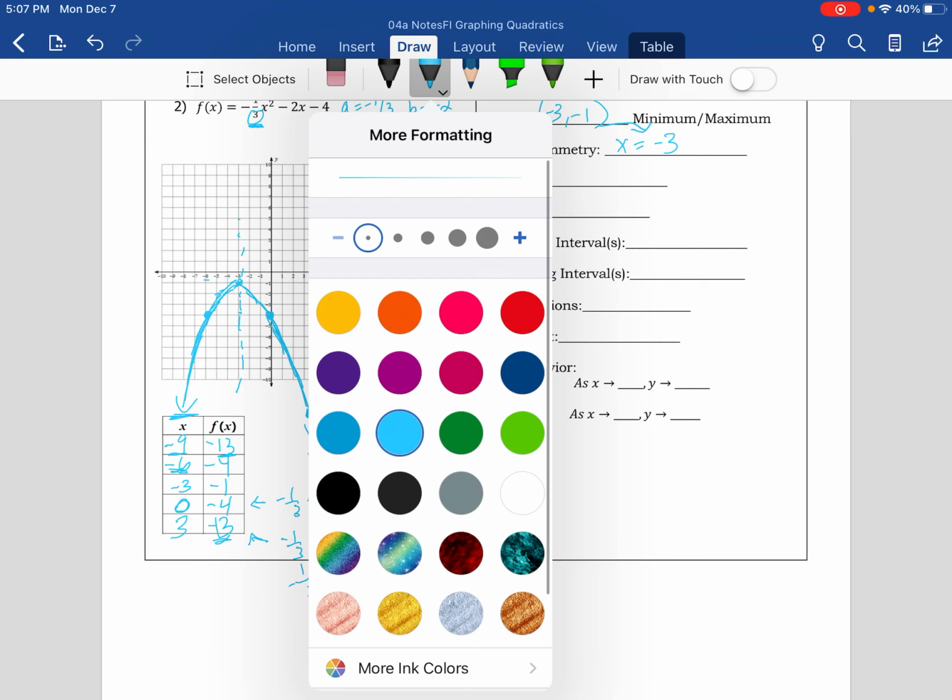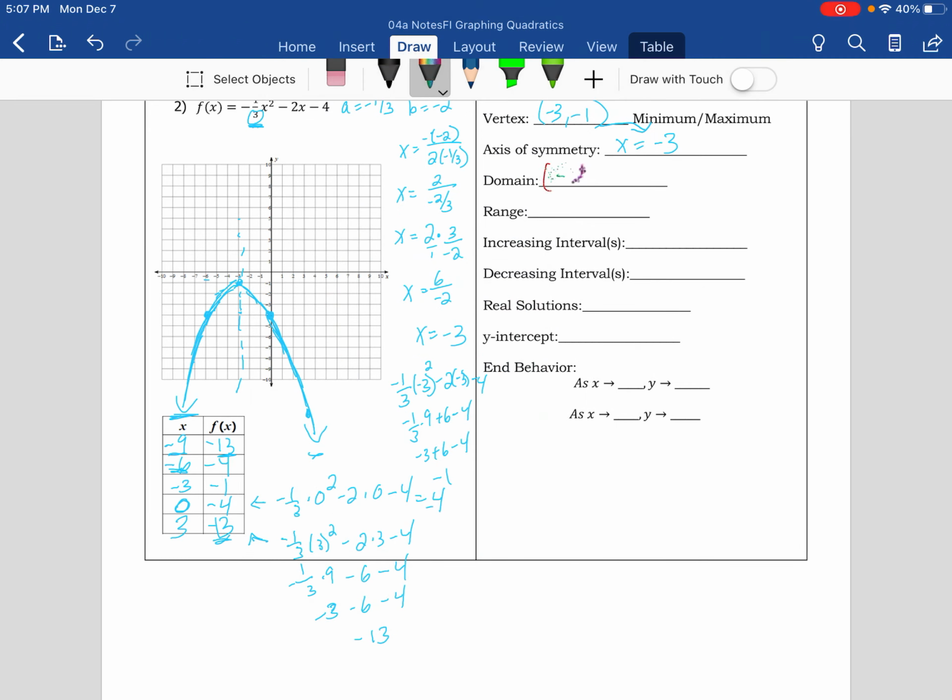My domain, I have an arrow to the left and an arrow to the right, so that's going to be from negative infinity to positive infinity. It's always the same for quadratics. My range, my y value, this is a maximum, okay? And so my y value stops. Anytime you have a maximum, you're actually going to be starting at negative infinity, and my graph stops at a certain point. Well, my graph stops at negative 1, so that's going to be my range.